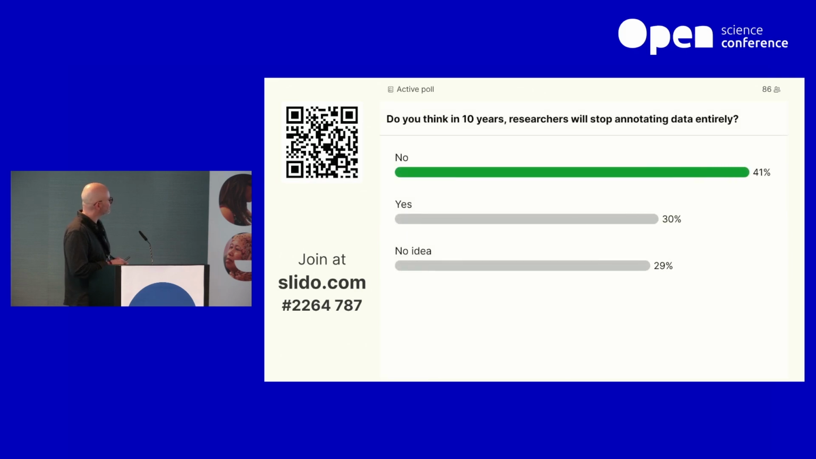Do you think in 10 years researchers will stop annotating data? So 40% say no, this is not the case, but still 30% say yes, and also 30% are undecided. The next result, please.